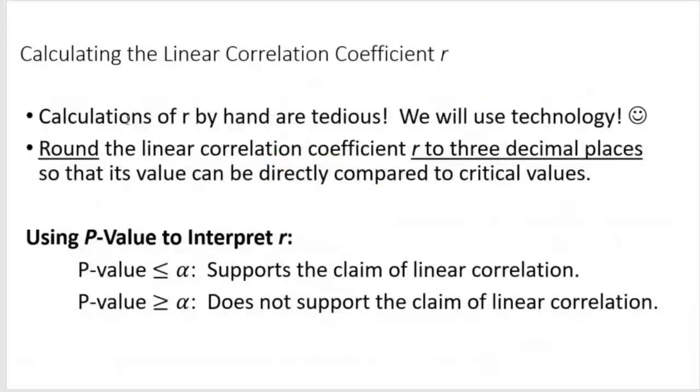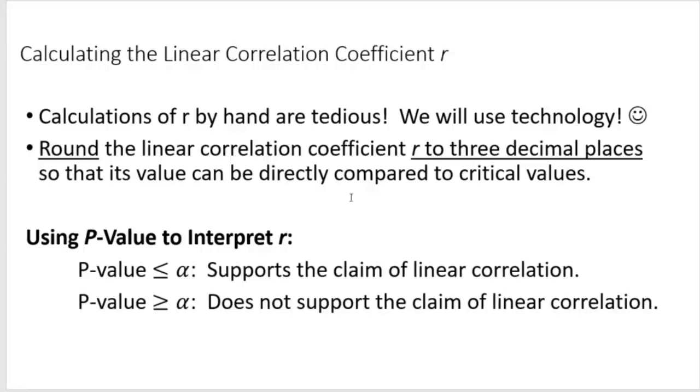There are some really ugly formulas for calculating R by hand, so we're just not even going to put those on the screen. You're going to need to use technology. We are going to round the correlation coefficient R to 3 decimal places. So if you just read what I've underlined, round R to 3 decimal places.